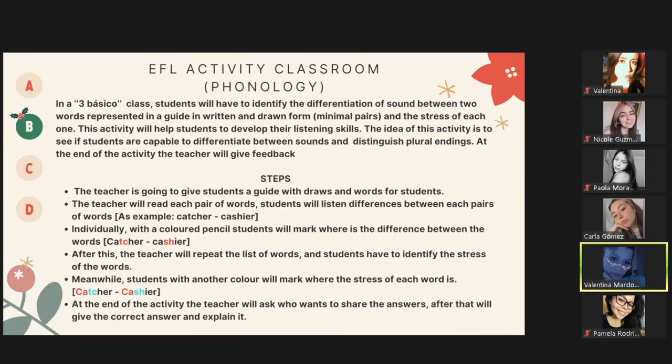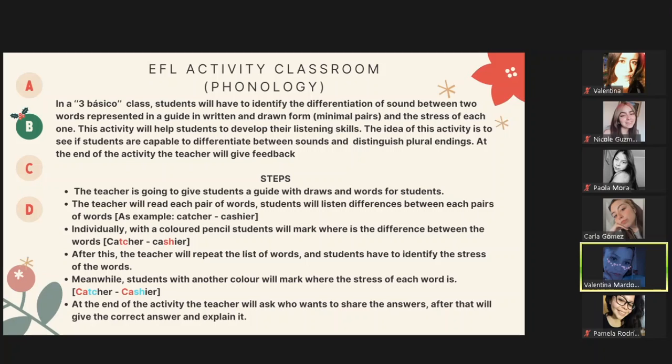The phonology activity is for a tercero básico class. Students will have to identify the differentiation of sounds between two words represented in a guide in reading and round form, and the stress of each one. This activity will help students to develop their listening skills. The idea of this activity is to see if students are capable of differentiating between sounds and distinguishing plural endings. At the end of the activity, the teacher will give feedback.